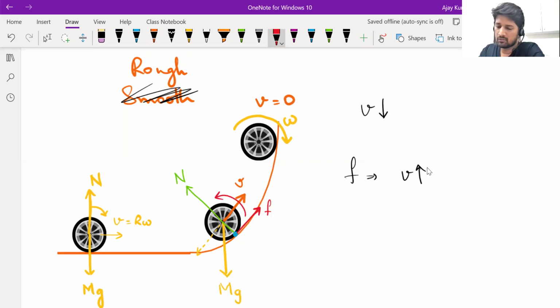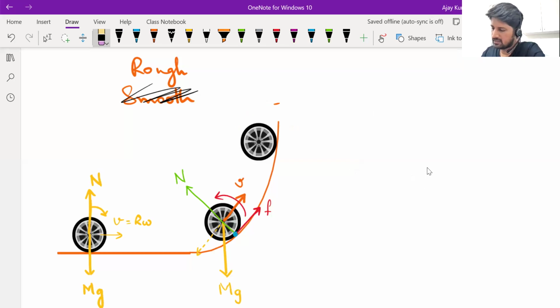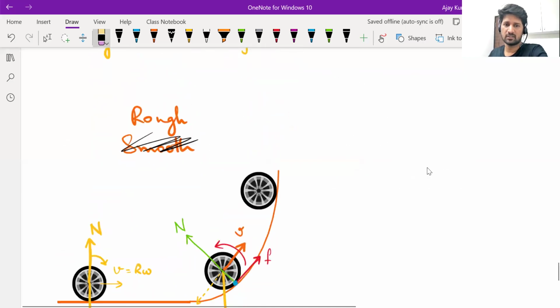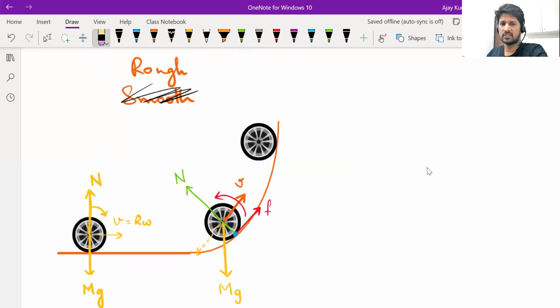And as a result, what will happen? The object undergoes pure rolling, and both v and omega will decrease slowly. Had only mg acted, v would have decreased much faster, but now friction is supporting v. So v won't decrease that fast. I'm not saying it won't decrease at all. V will decrease. The object will slow down, but it won't slow down as rapidly as in this case. Omega will also decrease because friction is creating an anti-clockwise torque.